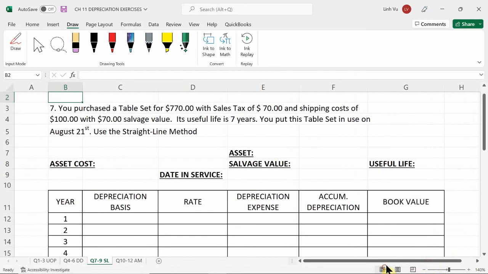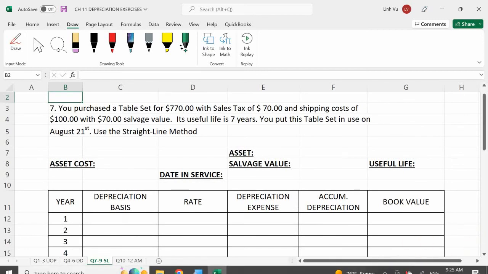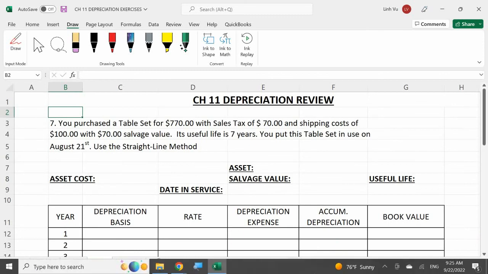All right. So straight line. Example 7 says that you purchased a table set for $770 with a sales tax of $70 and shipping costs of $100 with a $70 salvage value. Its estimated useful life is 7 years, and you put this table in use on August 21st. Okay? Use the straight line method.